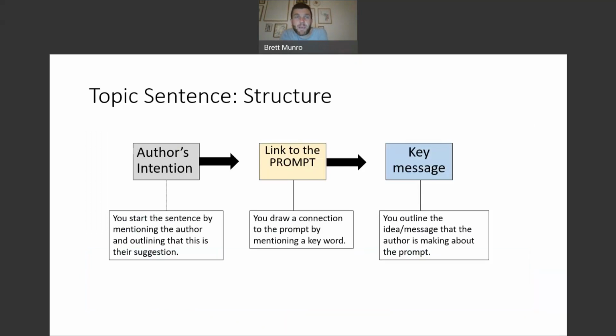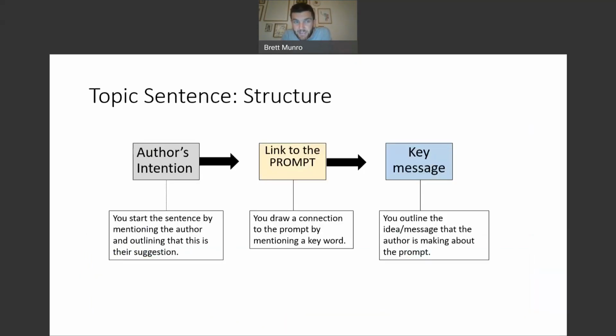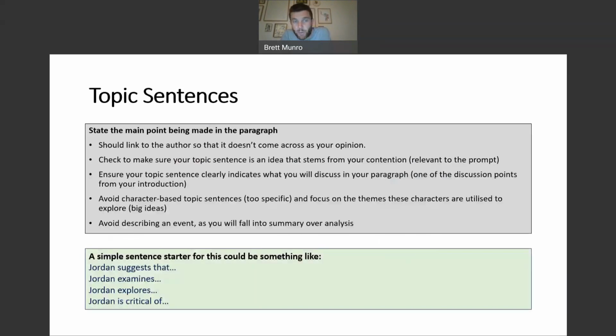So the way that we structure our topic sentences is going to help us to achieve these aims. That is, ensuring that we are including the author's intention and their opinion. We're going to be making links to the prompt, and also that we're outlining our ideas, so our key message. You can do this by including 3 things. You usually want to start the sentence by mentioning the author and outlining that this is their suggestion. And that comes back to our sentence starters from before. Just something as simple as Jordan examines.